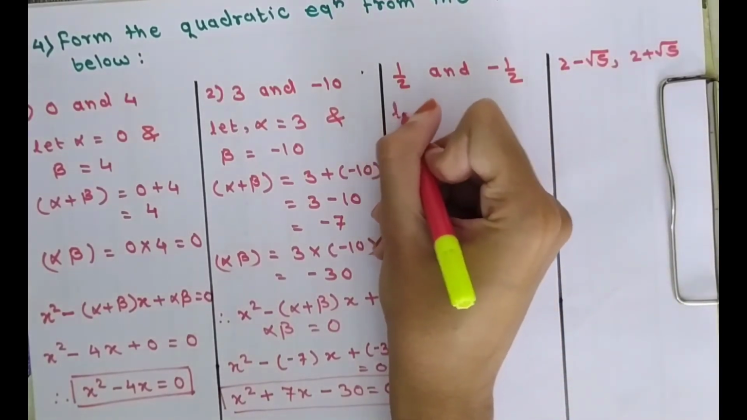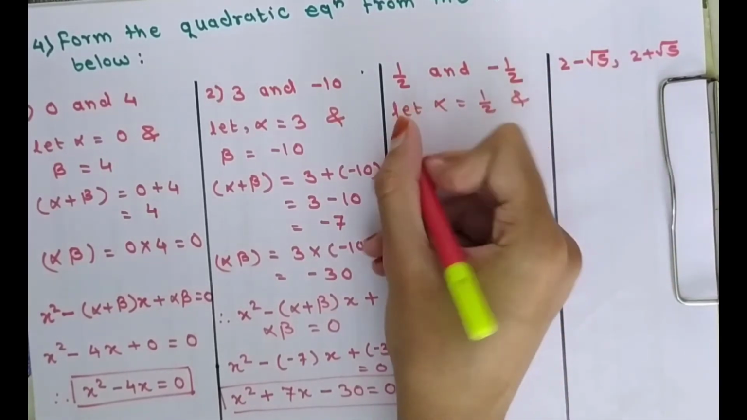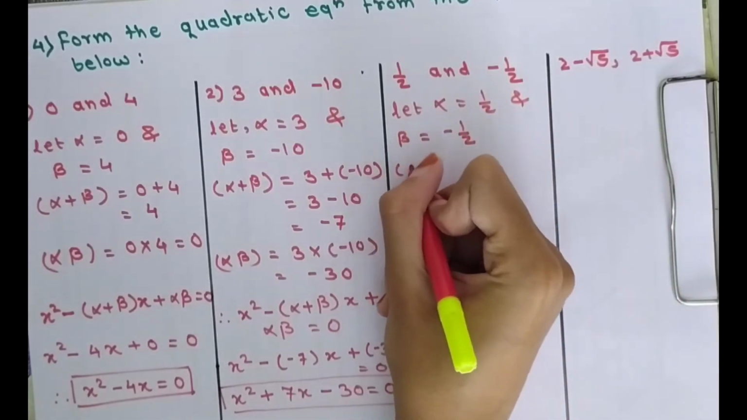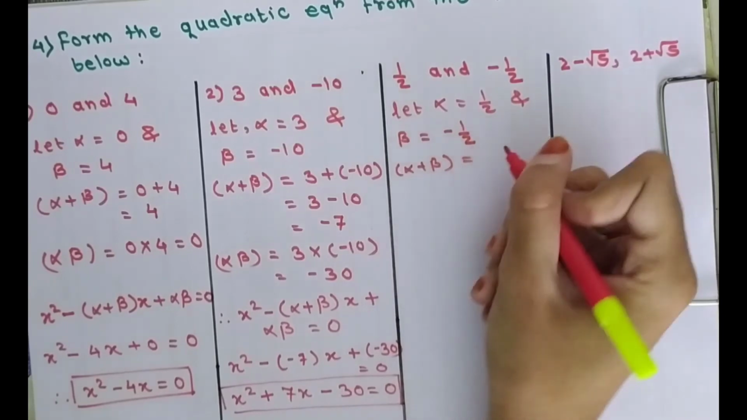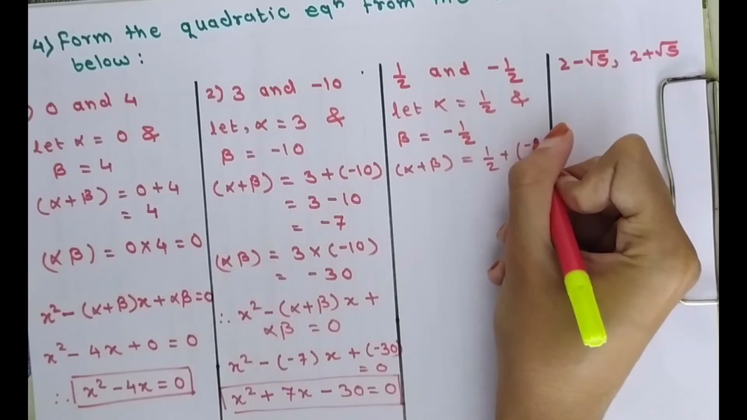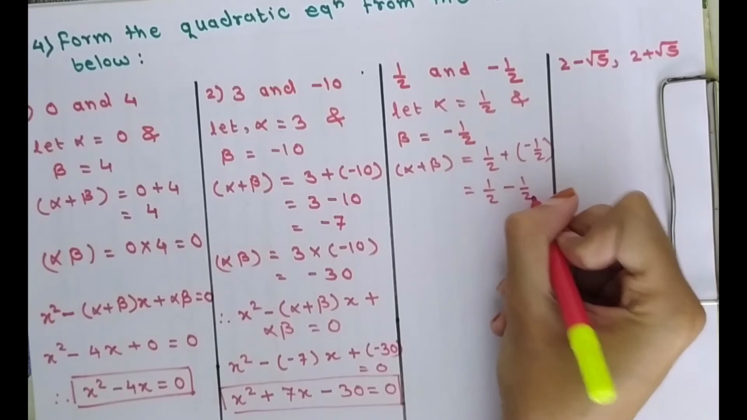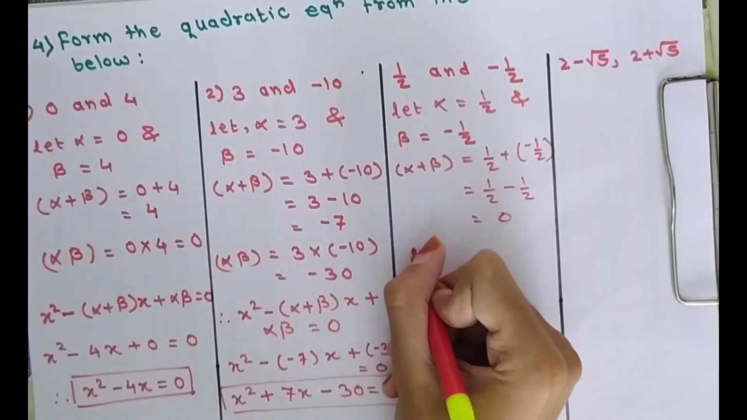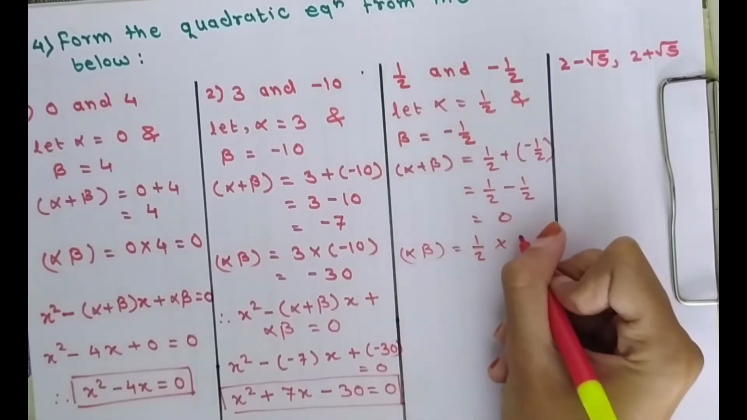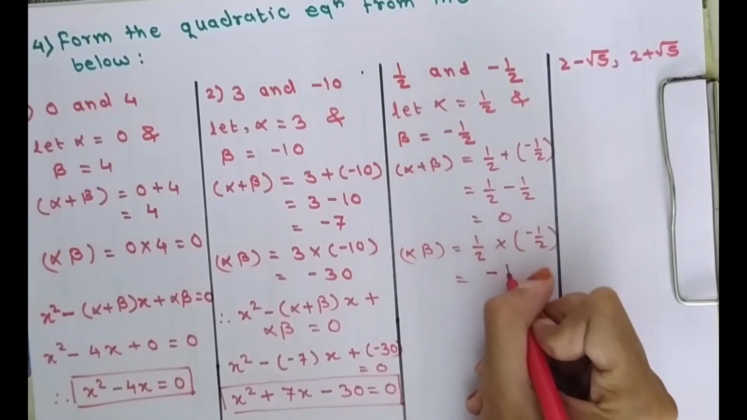Next, let alpha be equal to 1/2 and beta be equal to minus 1/2. Therefore, alpha plus beta is equal to 1/2 plus minus 1/2, which is 1/2 minus 1/2, equal to 0. And alpha into beta is 1/2 multiplied by minus 1/2, which is minus 1 upon 4.